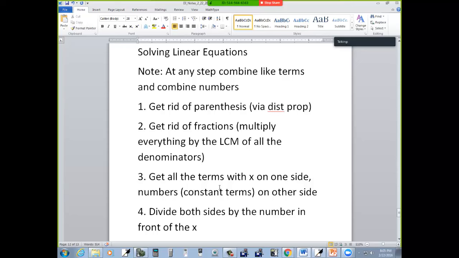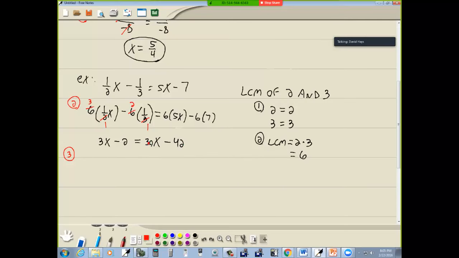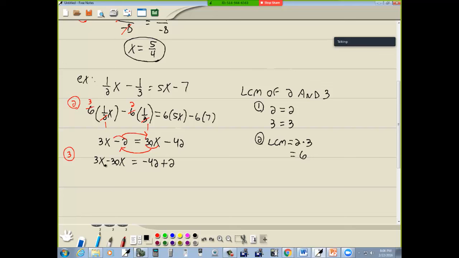Step 3, get all the terms with x on one side, numbers on the other side. So I'm going to take this 30x and move it over to the left side, and I'll take this negative 2 and move it over to the right side. You move anything across the equals, your sign changes. So the positive 30x becomes a negative 30x. The negative 2 becomes a positive 2. Our note up at top said at any step combine like terms. 3x minus 30x is negative 27x. And combine numbers. Negative 42 and 2 gives us negative 40.